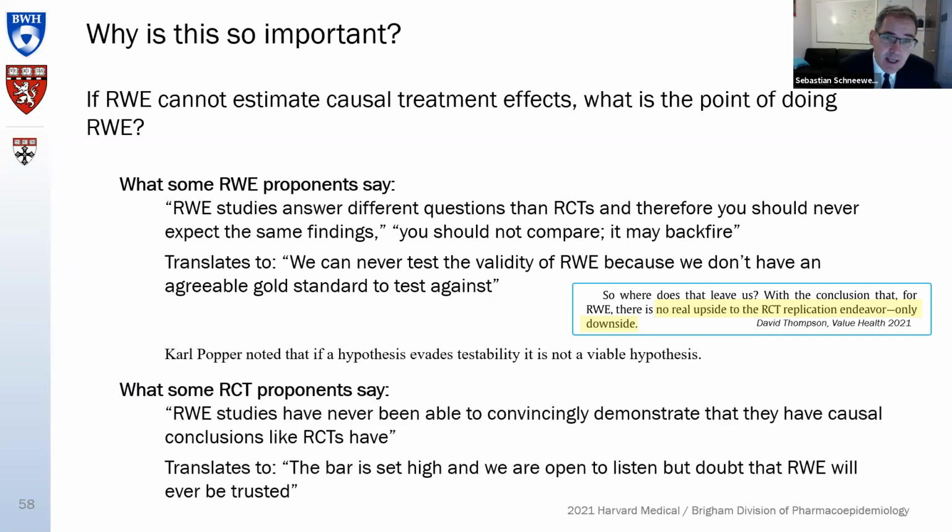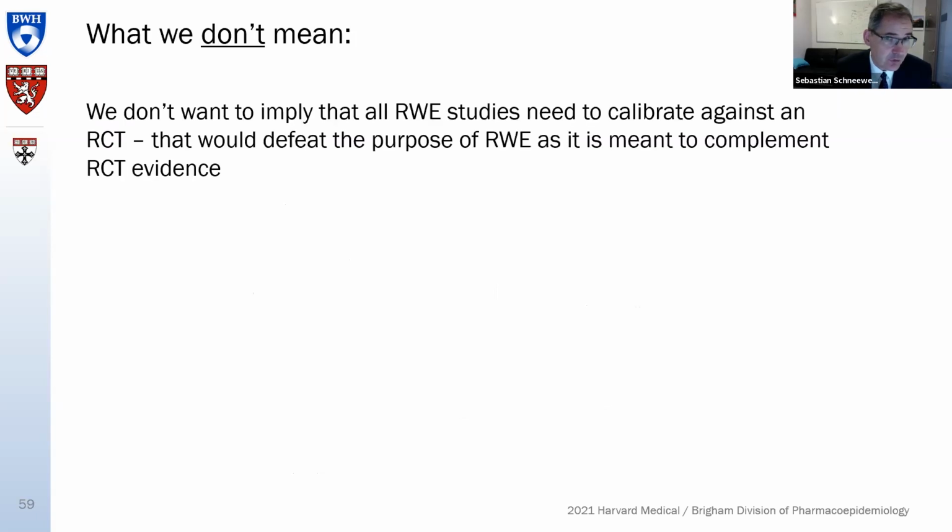And another community is randomized trial proponents who might say real-world evidence studies have never been able to convincingly demonstrate that they have causal conclusions like randomized trial controls have, which translates for me to, well, the bar is set high, we're open to listen, but we doubt that real-world evidence will ever be trusted. What these emulation projects try to do, they try to get these two communities closer together with empirical data and in a more systematic way and identify where can we come to causal conclusions? Are there any red flags, as Miguel mentioned already, that might be raised when there might be an issue and maybe we are not coming close to causal conclusions?